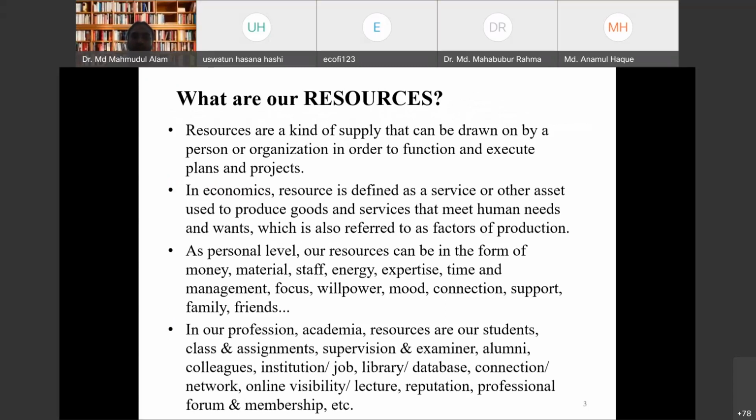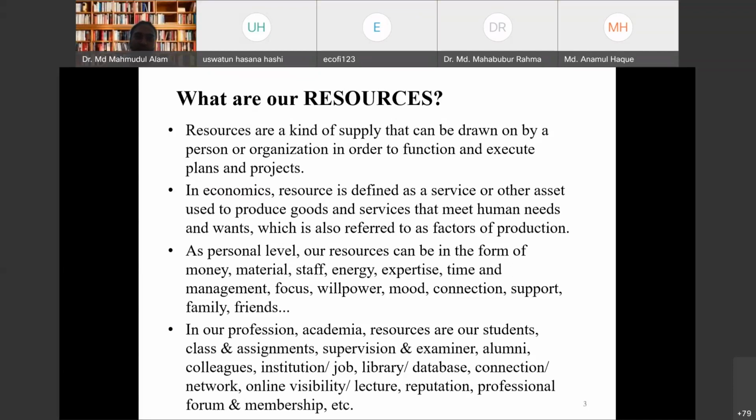Resources are a kind of supply that can be drawn on by a person or organization in order to function and execute plans and projects. So resources are all the things needed to perform a project or plan, to execute something. So what is needed? Everything is a resource when we execute something.